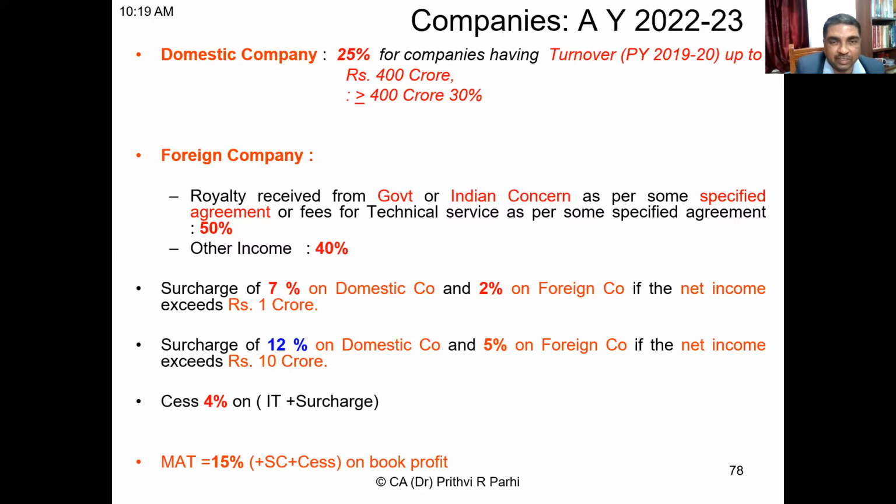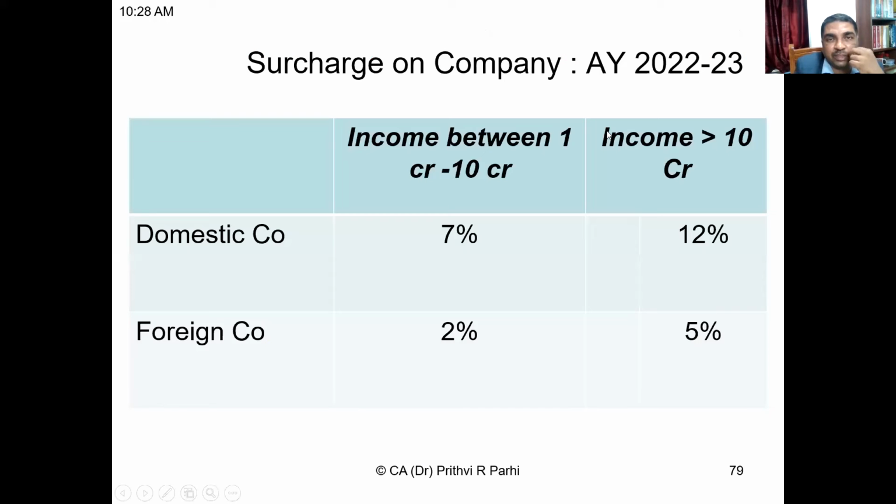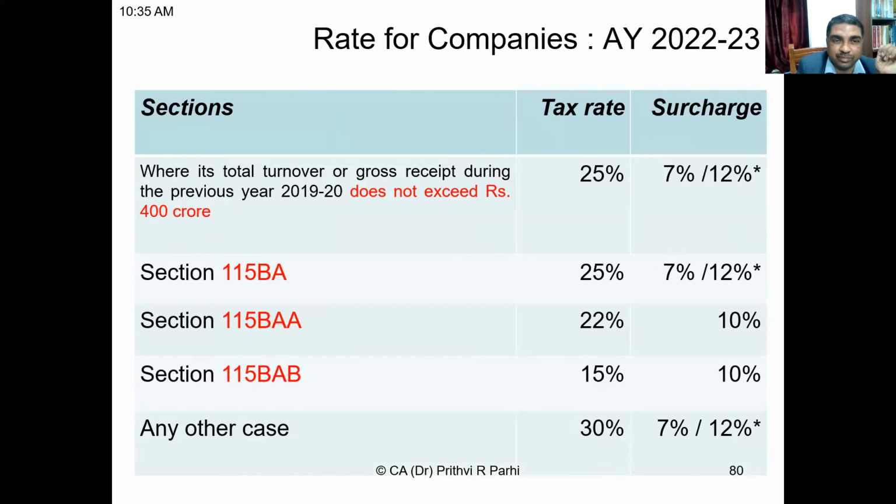Okay, so you have understood what the surcharge is for domestic companies and foreign companies. Now, that is the summary of surcharges I was showing you. Income between 1 crore to 10 crore, 7%. Above 10 crore, 12% for a domestic company; for a foreign company, it may be 2% or 5%. Okay, is it clear to you? Yes, sir.